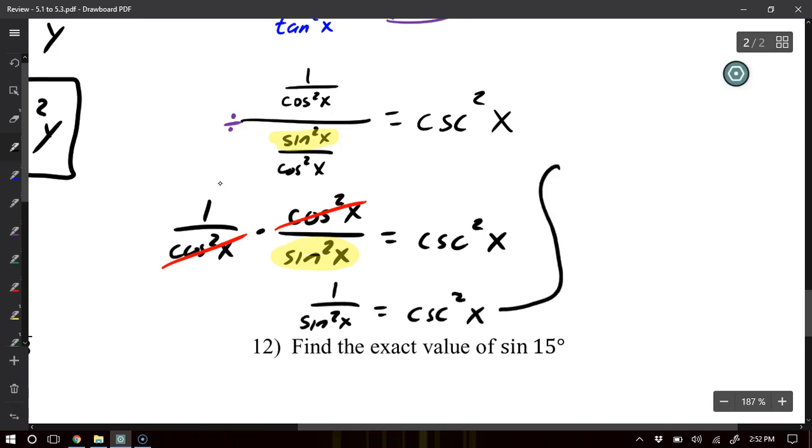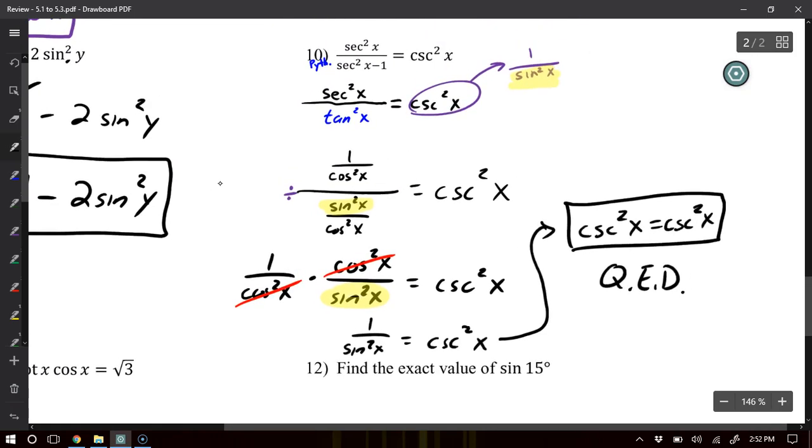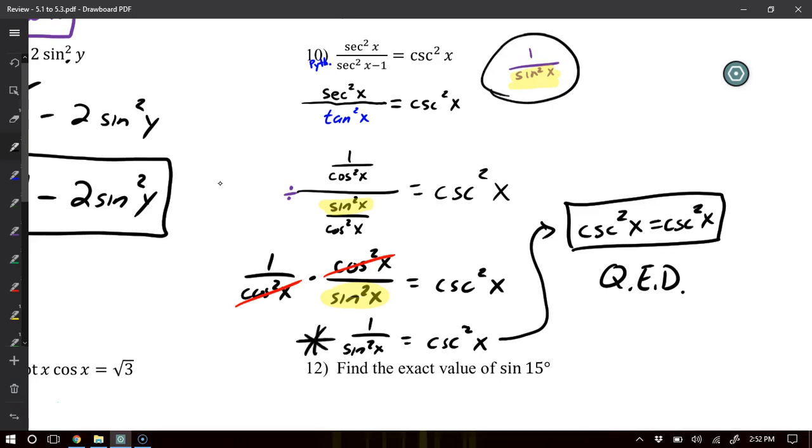You always put that last piece in the puzzle. 1 over sine squared of x is cosecant squared of x. So cosecant squared of x equals cosecant squared of x, QED, done. And again, I want to point out right away, in the first step, I made the statement that I want to create a sine squared in the bottom. And look at this, in the last step before our QED, we did that.